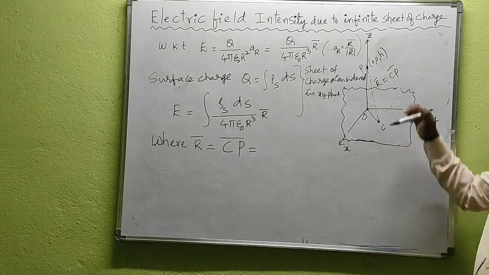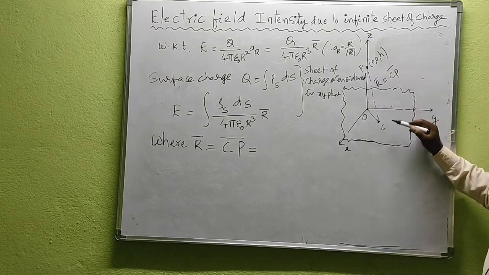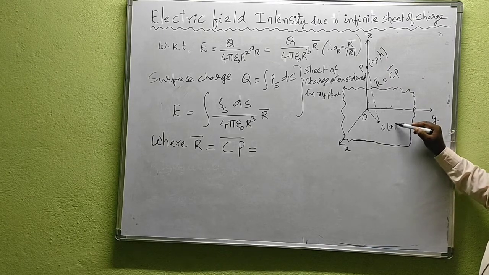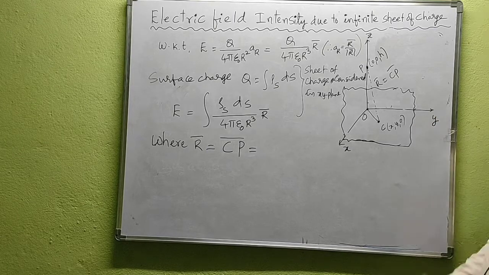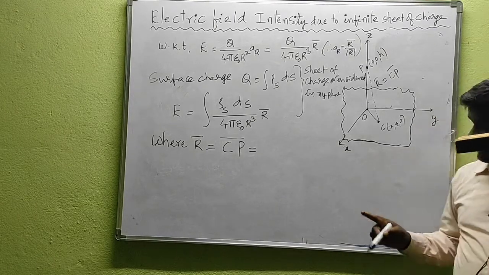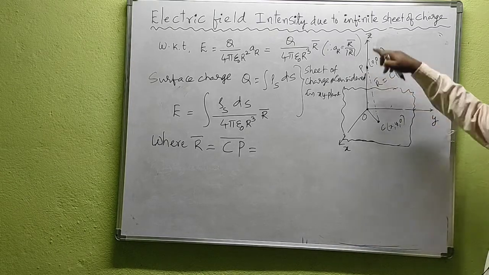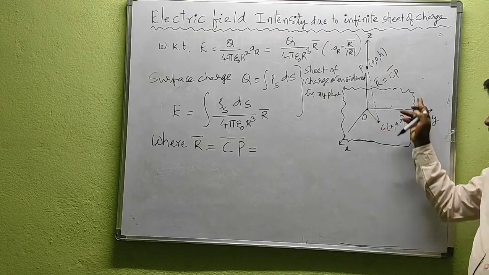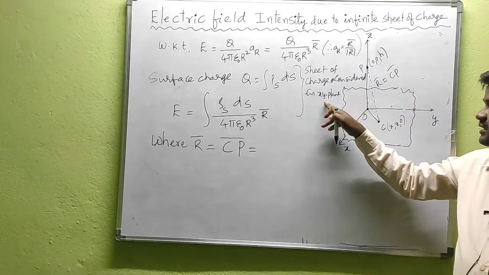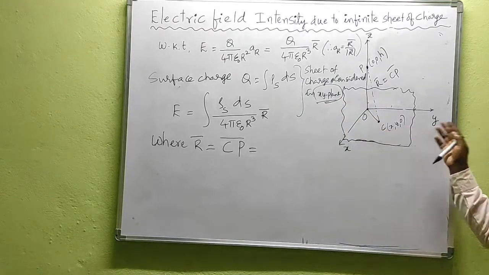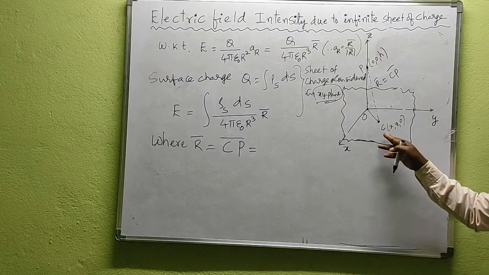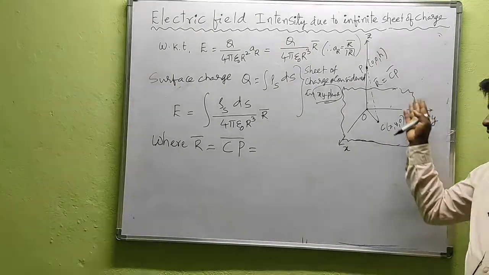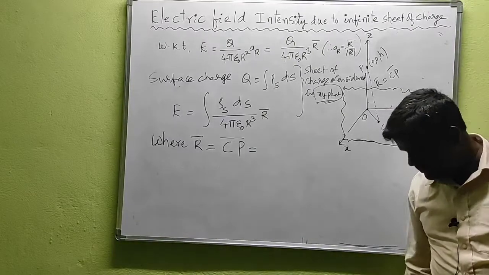And what about this point? Point P is (0, 0, h). The source point, meaning the seat of charge, is considered in the xy plane, so we only have x and y coordinates, and z should be 0. So that's why we consider the source point as (x, y, 0). Why is the z component 0? Because it is in the xy plane. xy plane means z should be 0.